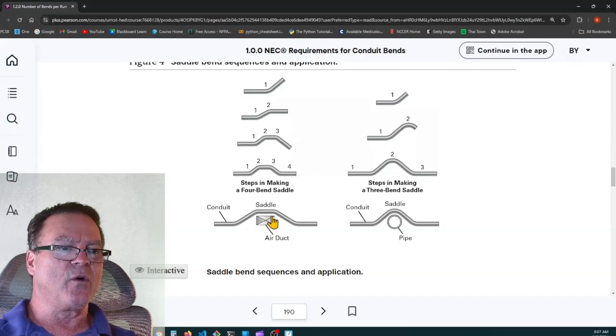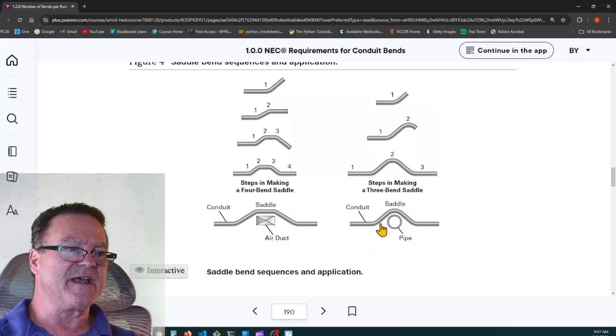My understanding is if you're going over a square or rectangular obstruction, you want to use a 4-bend saddle, and if you're going over a round obstruction, you want to use a 3-bend saddle. The 3-bend saddle is made by making one bend in the middle that's twice the degree of the bends on the outside. So if this is 45 degrees, these two will be 22.5 degrees. If this is 60 degrees, these two would be 30 degrees. Most often I like to use 22.5, 45, and 22.5.